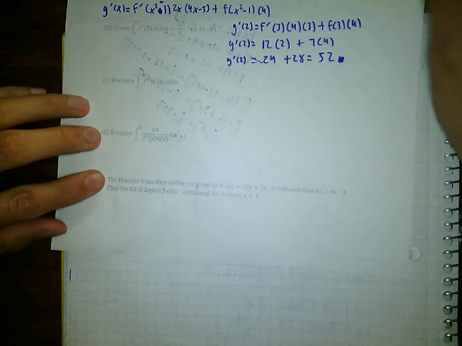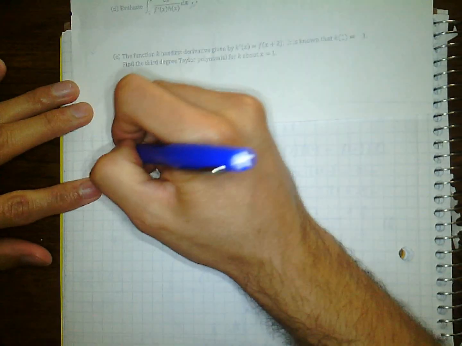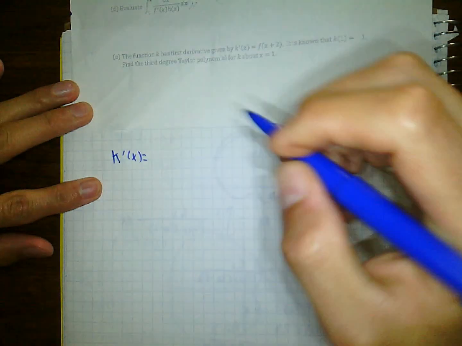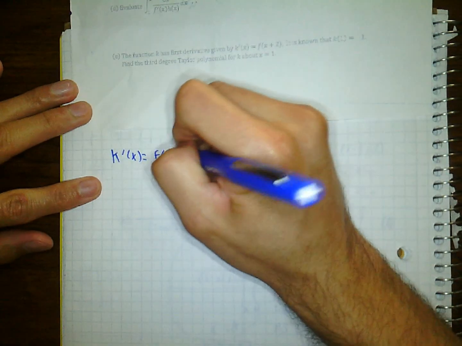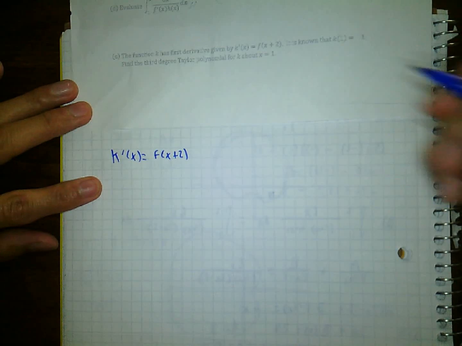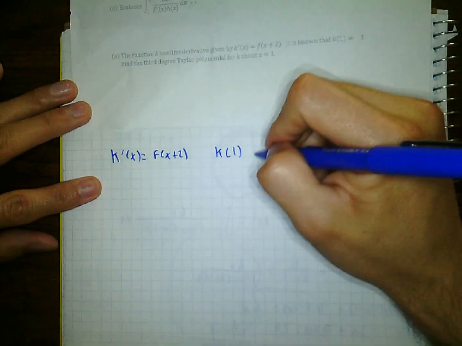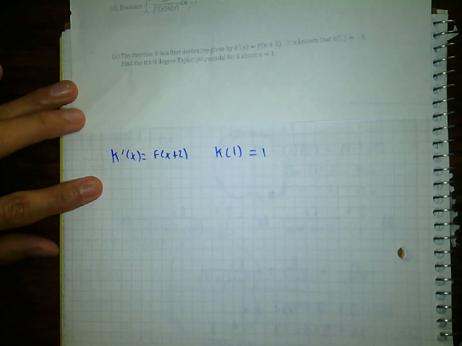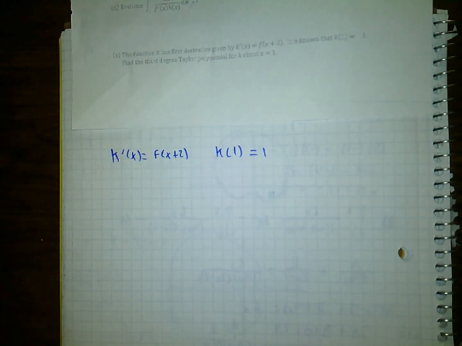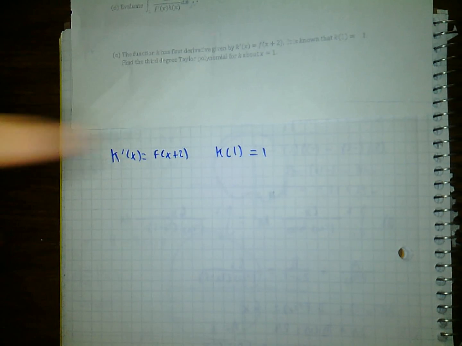And part E says you have a function k whose first derivative, so you're given k prime, is equal to f of x plus 2. You know that k of 1 is equal to 1. Find a third degree polynomial about x equals 1. Okay, so in order for me to get a third degree polynomial, I need 3 derivatives. So now I understand why they gave us that.